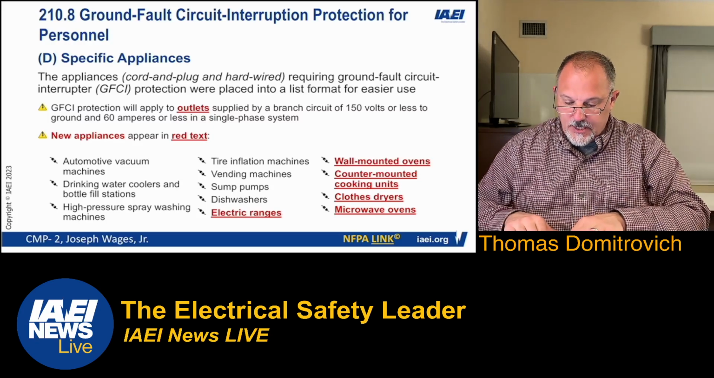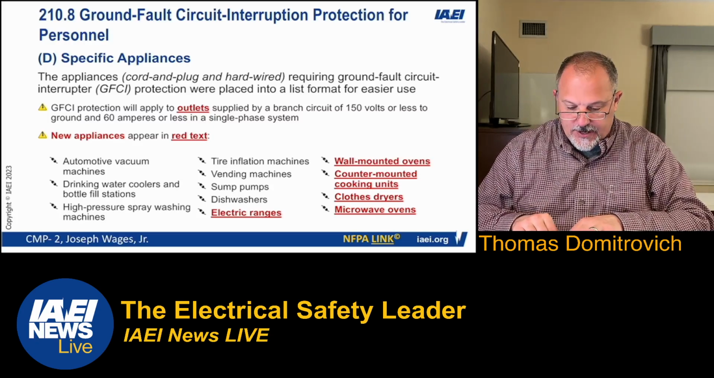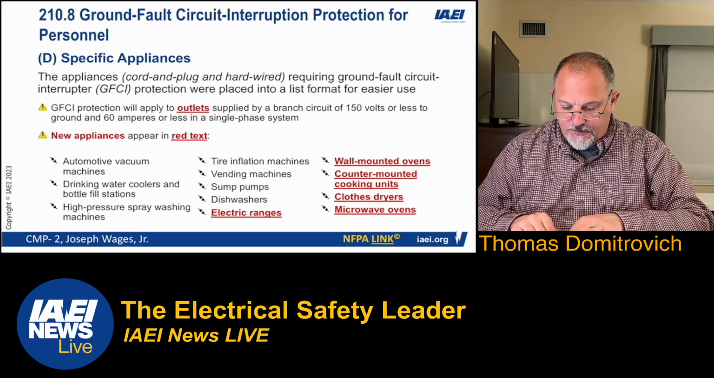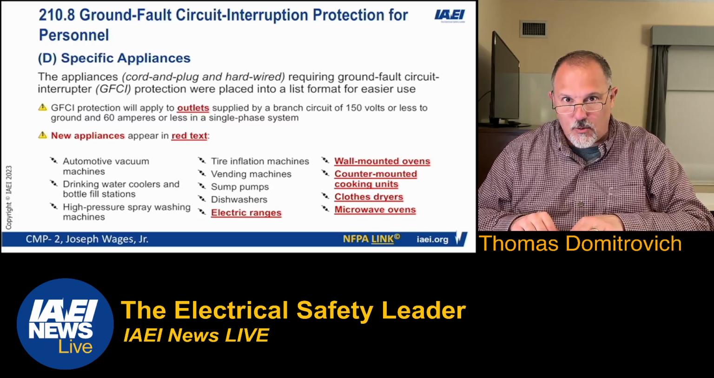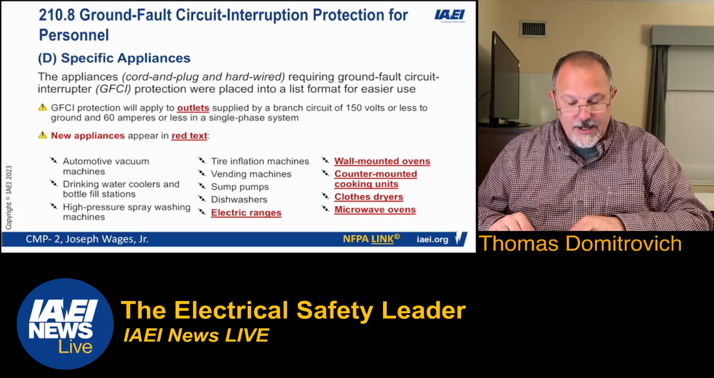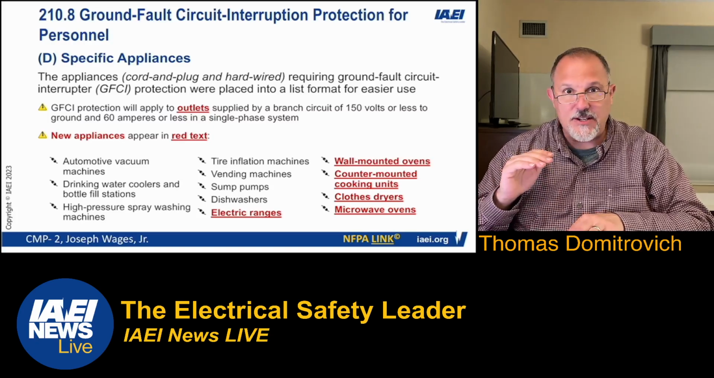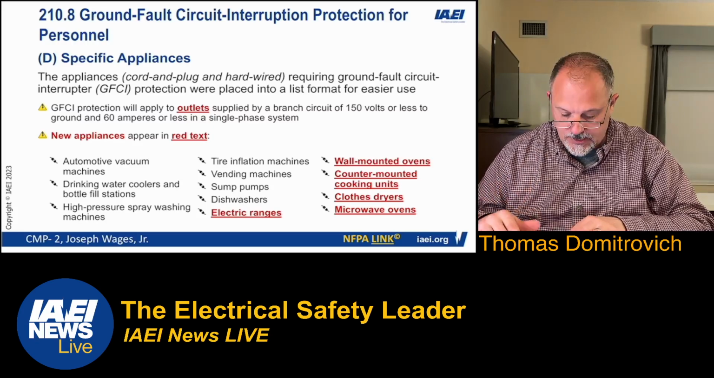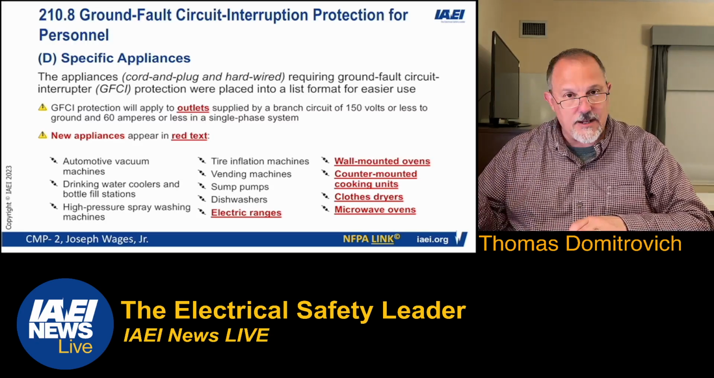So, what we did was we changed the language. We said, GFCI protection shall be provided for the branch circuit or outlet supplying the following appliances: 150 volts or less to ground and 60 amps or less, single or three-phase, period. That's cord and plug connected. That is hardwired. I don't really care. And we have the list, and the list is what you see here.